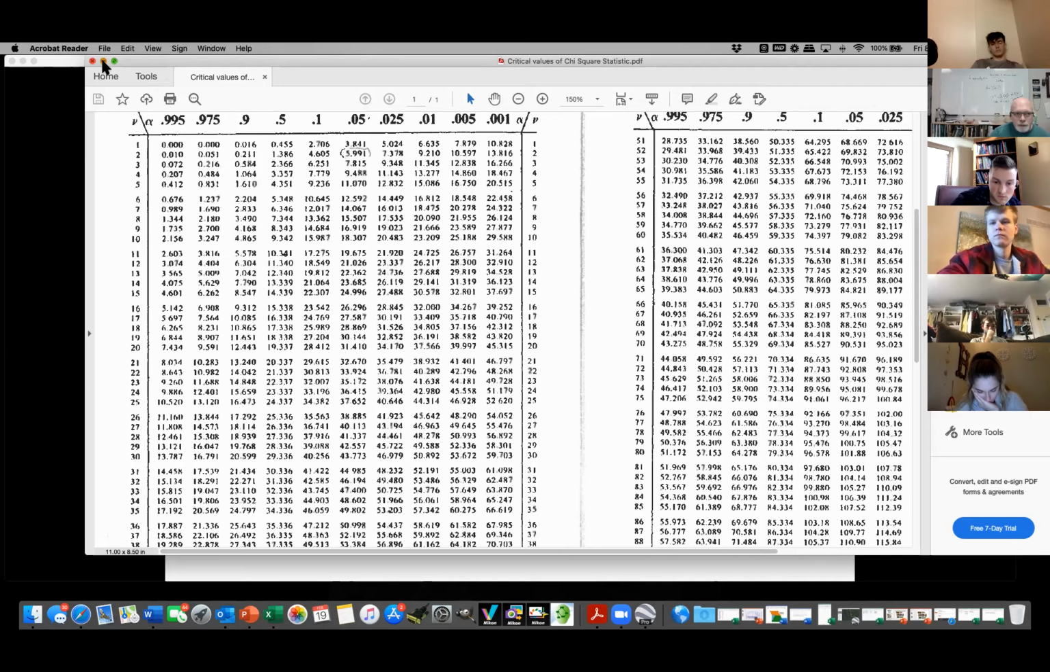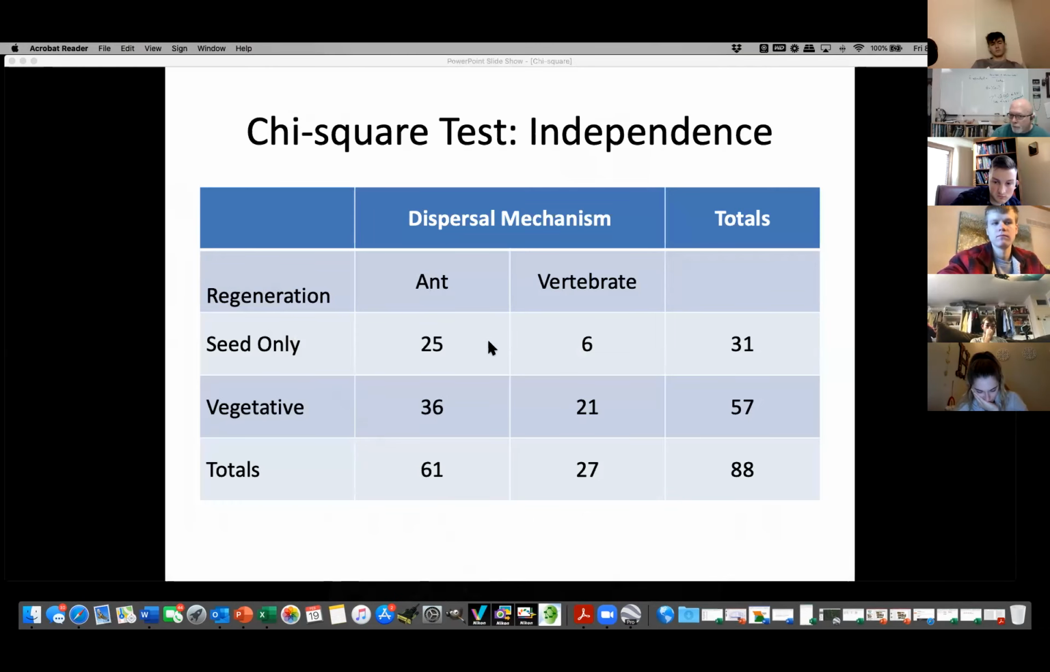So chi-square tests of independence, I think, are the ones that students have the most trouble with. And the reason is that the way you calculate expected values is different from the way you've done them in the previous two examples. But think about it from a conceptual standpoint. Ant dispersal and seed-only regeneration is influenced by how many plants are seed-only in terms of their regeneration, and how many plants are dispersed by ants only, as opposed to by vertebrates. And so it makes sense that the row total times the column total would be the things that you're interested in determining what the expected value is for this category. But then you have to scale that by how many observations you have total.